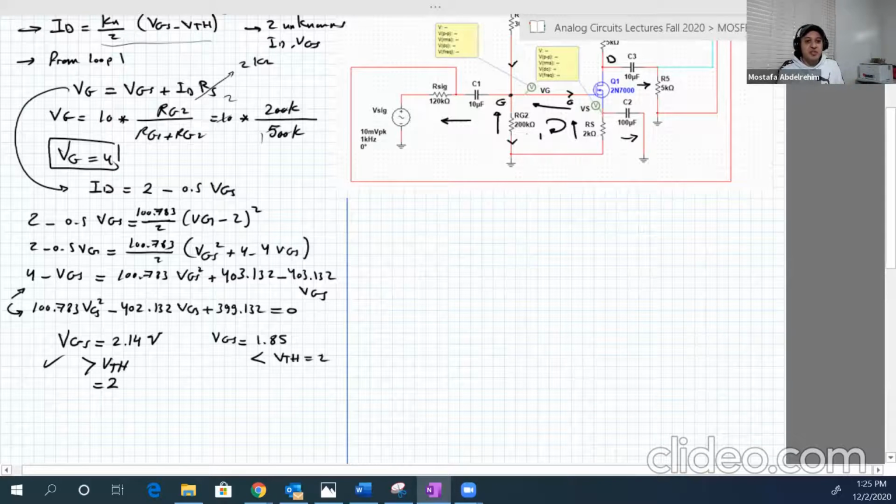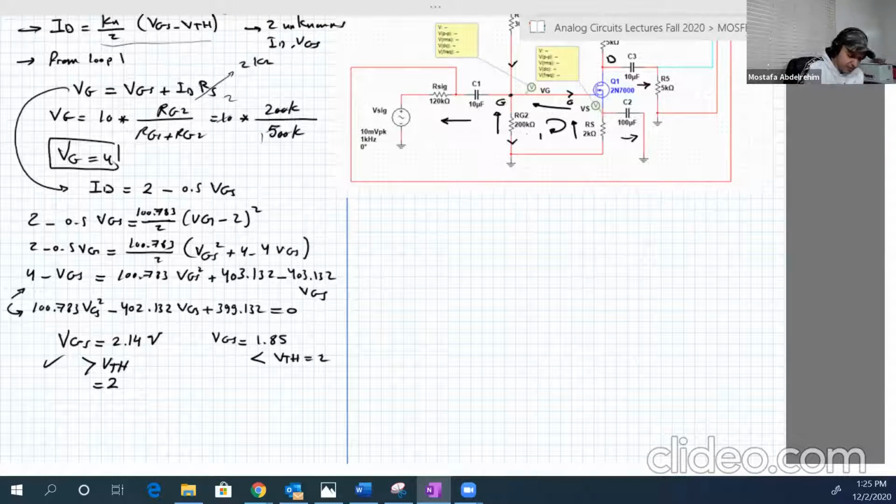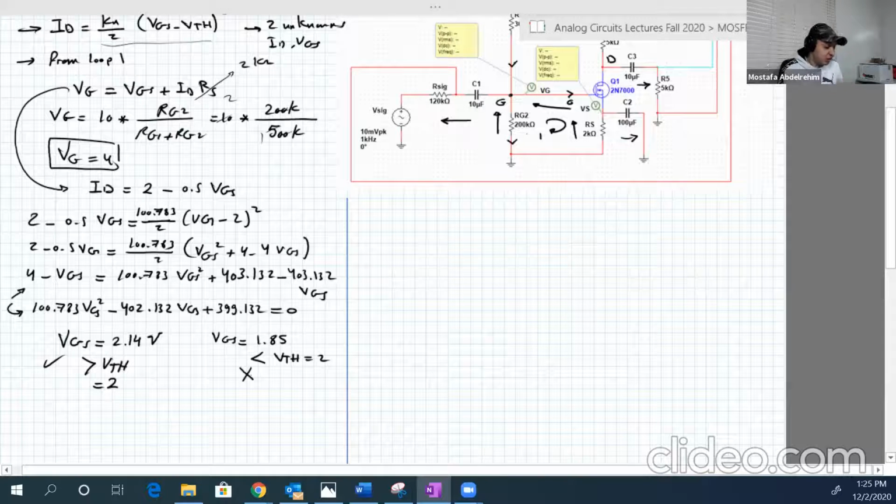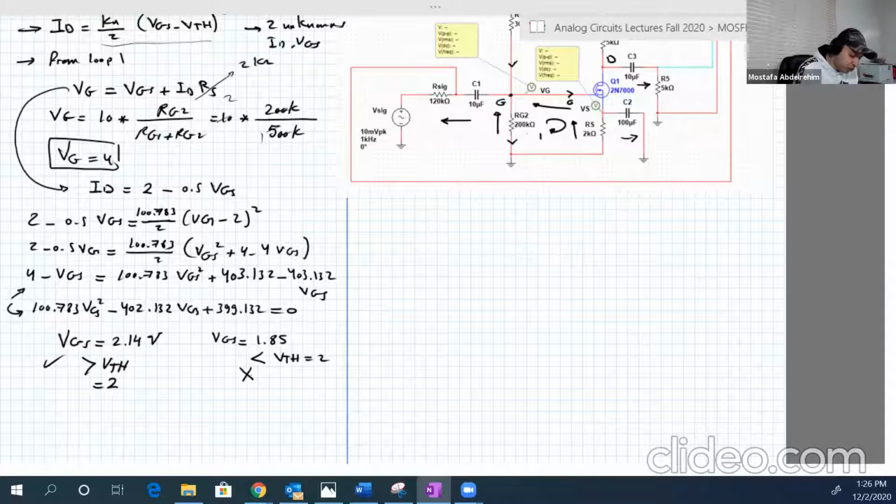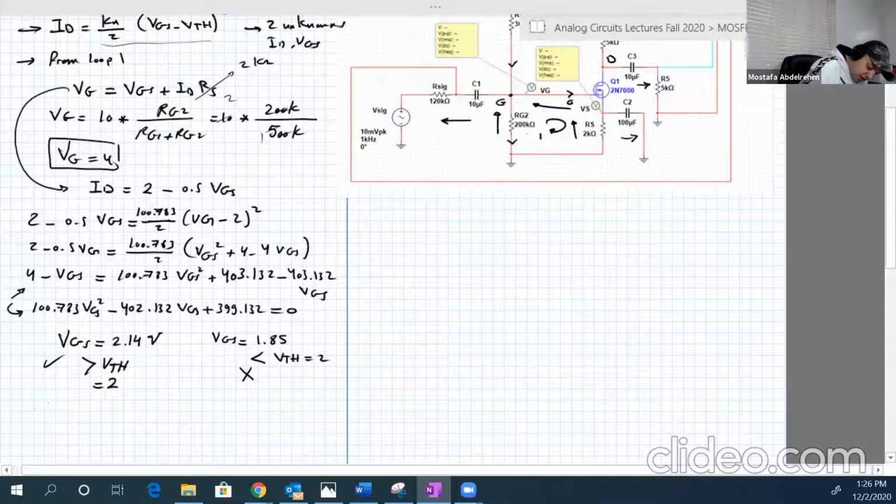And if VGS is less than V threshold, then the transistor will be off. So this one is rejected, and we will take the first solution, which is 2.14. It's actually 2.135, but I just make an approximation here to make it 2.14. Okay, so VGS is equal to 2.14. Now we should calculate ID.